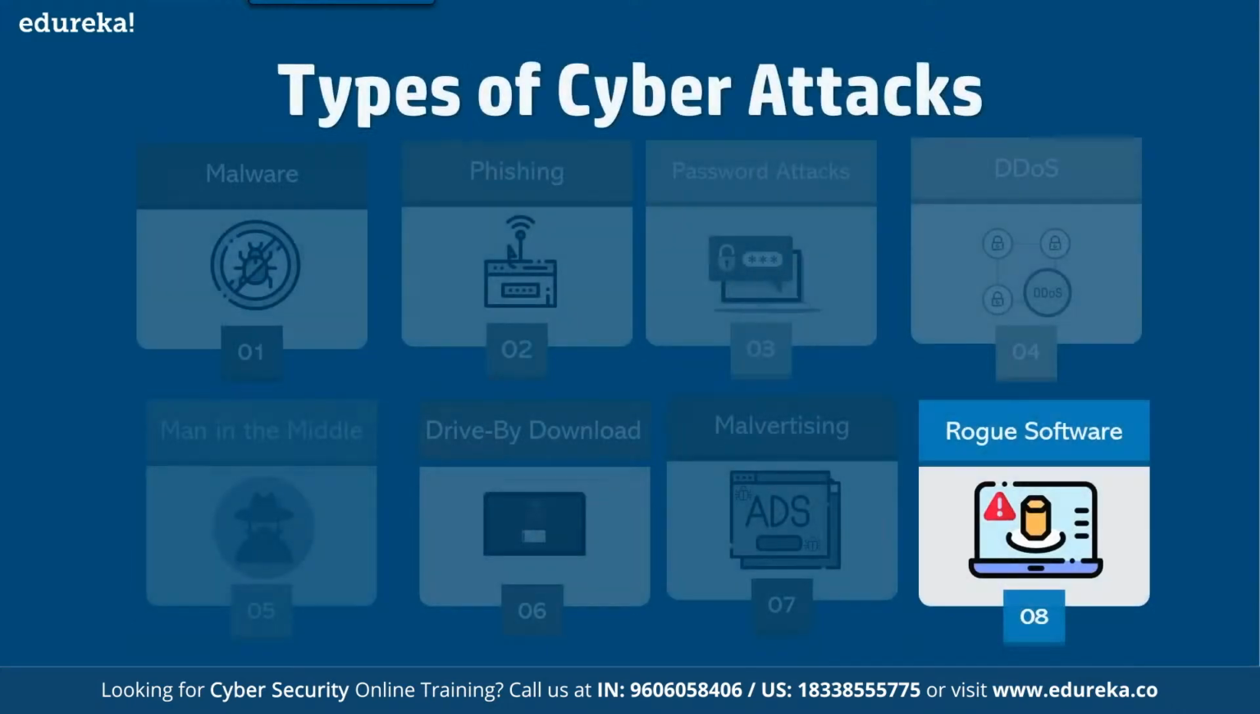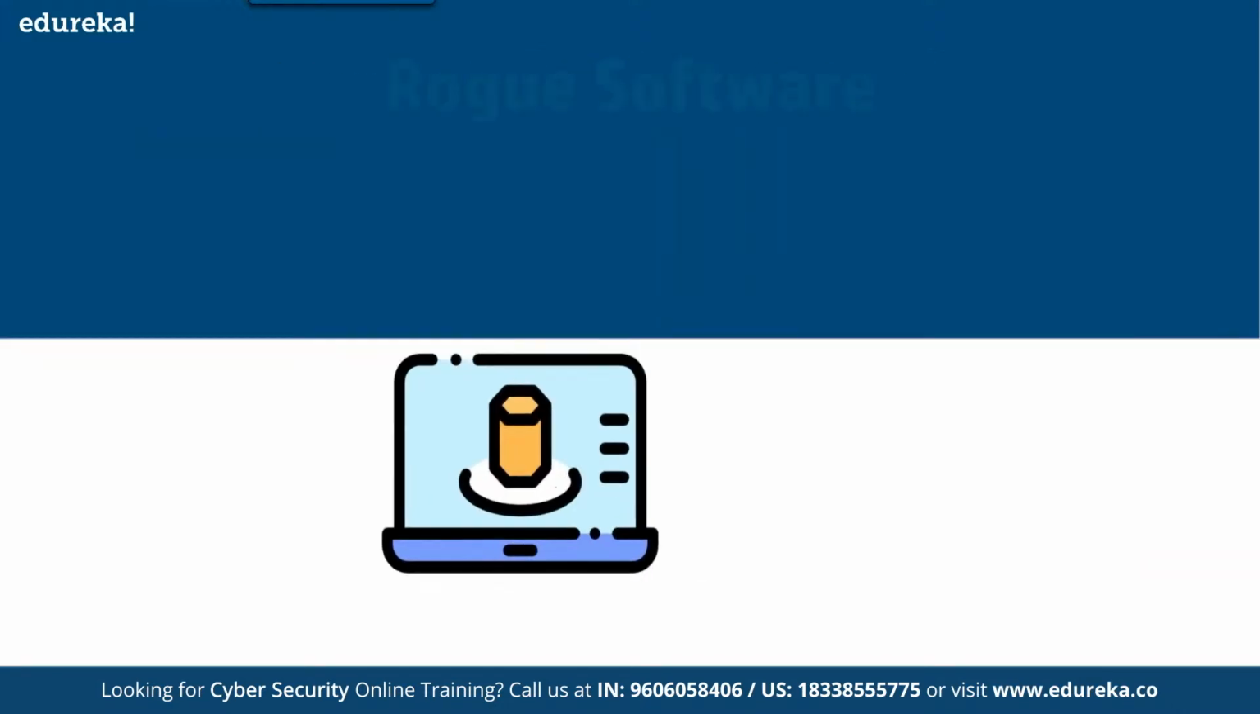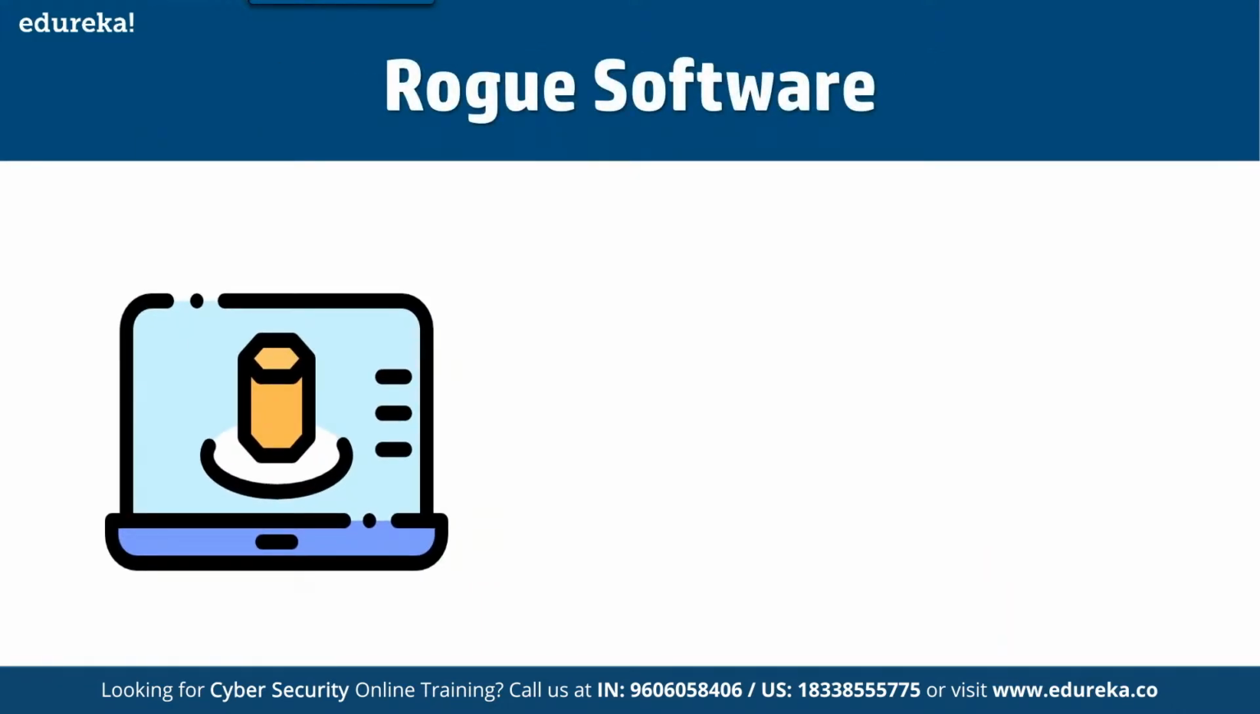The last one is rogue software. It is also known as scareware. It is also known as smith fraud. This is again one type of malware which is designed to damage or disrupt your computer system. In this case, the software is not only going to trick your system, it's also going to redirect you to a website through which you can purchase something. In other words, it's going to bring your system down. Along with that, it will try to trick you so that you put in your credit card information to purchase something.